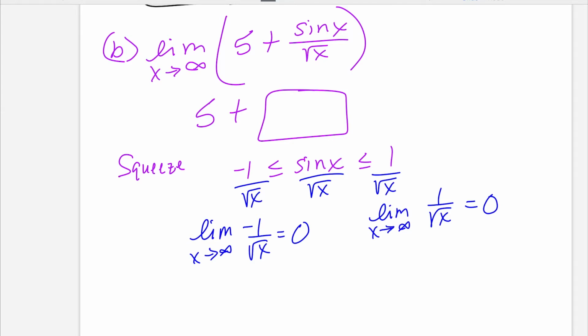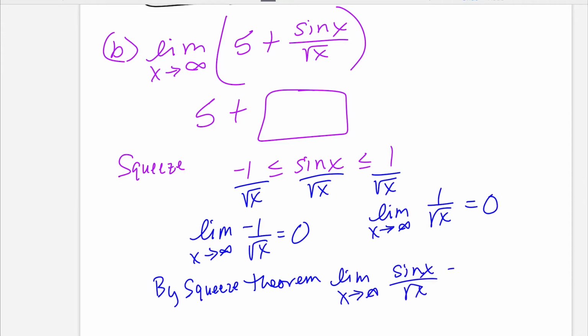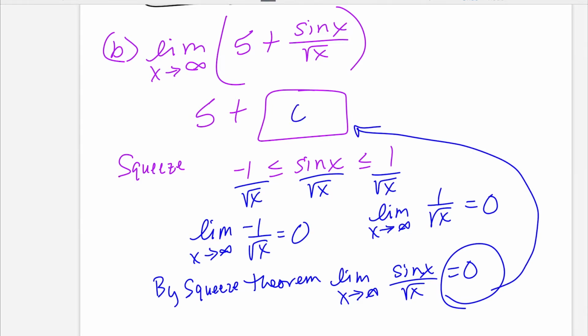So by the squeeze theorem, we know that the limit as x approaches infinity of the sine of x over the square root of x is also 0. Wow, my handwriting's getting worse and worse, isn't it? Stick with me. So because of this, we know that's a 0. So my whole limit here is a 5. Right? We can prove this with the squeeze theorem.